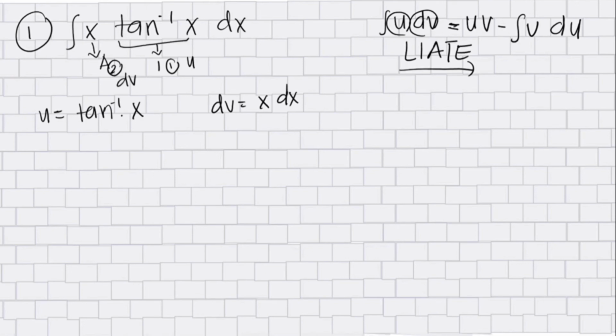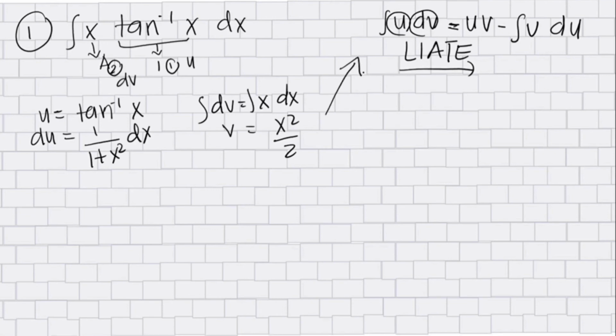So for this one, we need to differentiate both sides. So we got du equal to 1 over 1 plus x squared. How can we get this? You can find it in the reference book or the internet. So for the second one, we need to integrate both sides. So we got v, and after we have all of this information, we need to fill it in this formula.